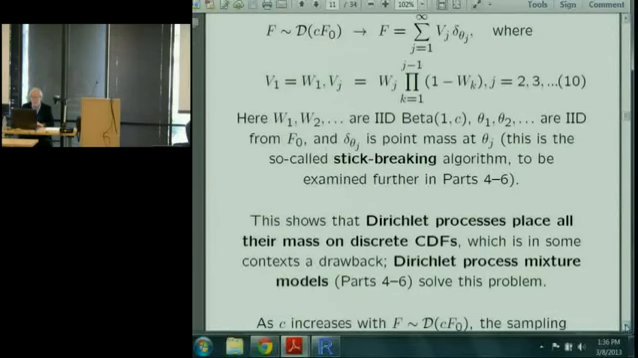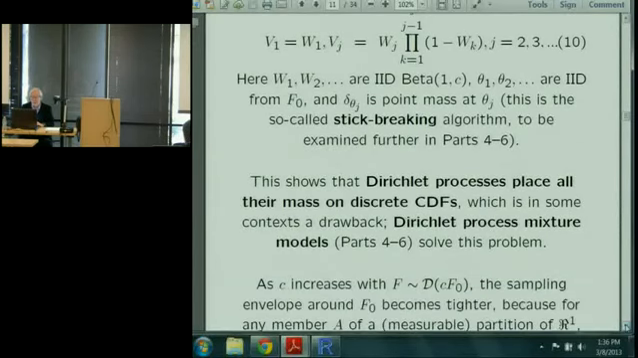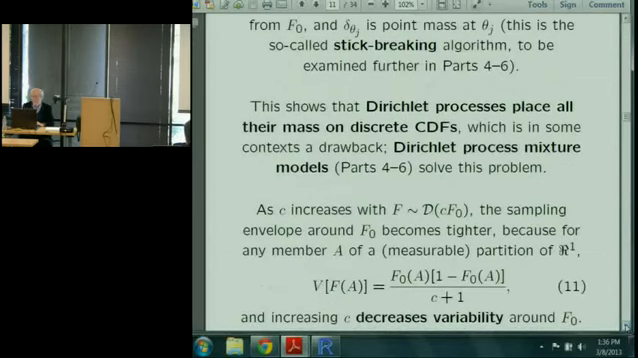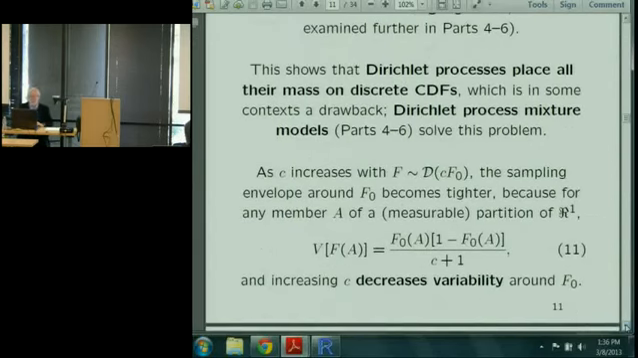And so now we need to talk about the effect of this parameter C. It acts like a prior sample size. And so it just behaves exactly as you would think.